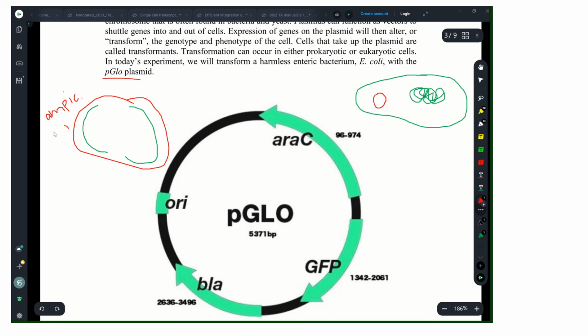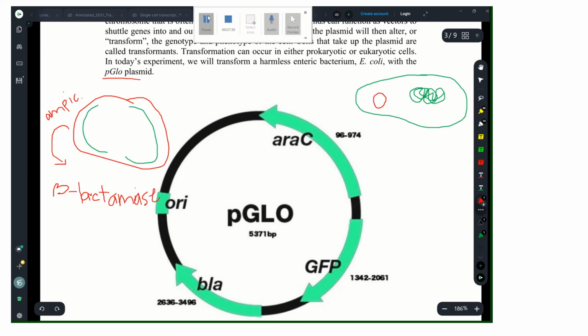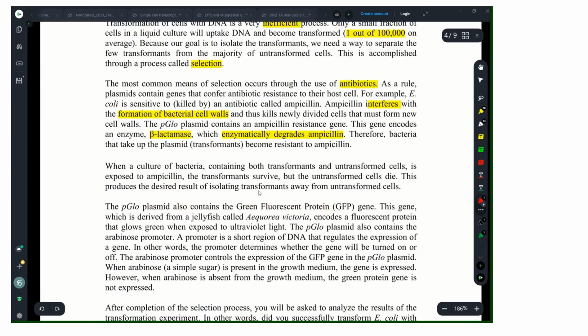Okay, and it encodes for that enzyme, which is beta-lactamase. And then the beta-lactamase is the one that degrades the ampicillin, and that is why the transformed E. coli will be able to destroy or degrade the ampicillin. I don't know how to spell it, but we just read it, so. Okay, so then we can keep reading.